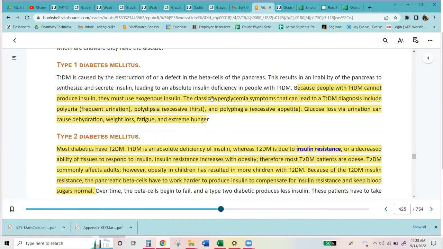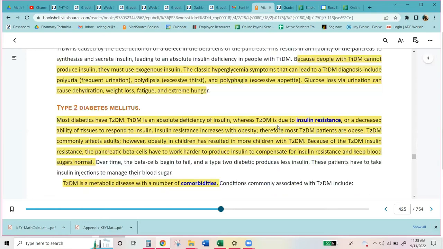Type 1 is caused by the destruction or defect in the beta cells of the pancreas. Because people with type 1 cannot produce insulin, they must use exogenous insulin. The classic hyperglycemia symptoms that can lead to this diagnosis include frequent urination, excessive thirst, excessive appetite, and glucose loss via urination can cause dehydration, weight loss, fatigue, and extreme hunger.